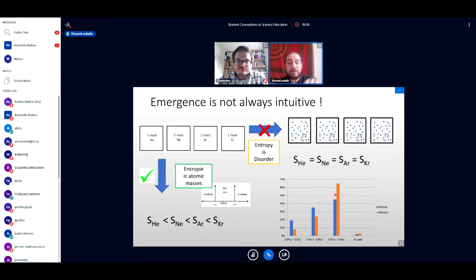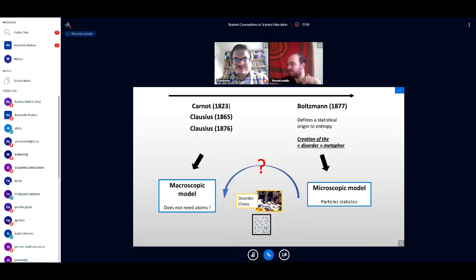What they were taught and the way it was done reinforced them in a misconception of entropy. So if the disorder metaphor does not work even for some simple cases like this one, why do we use it? Well, it stems from the history of entropy, which has seen two methods for explaining thermodynamics.